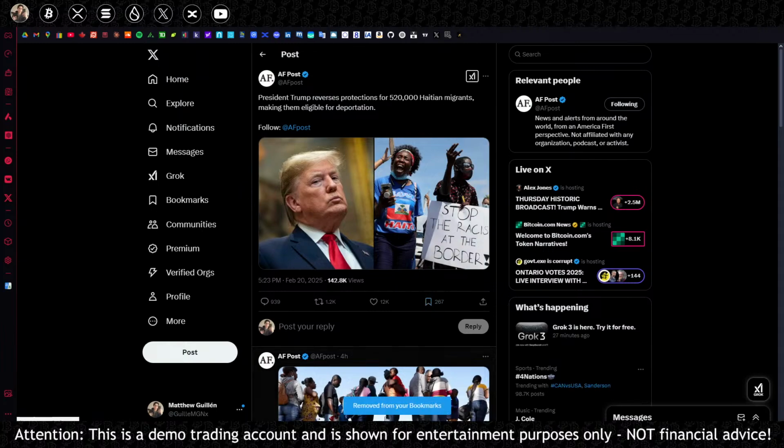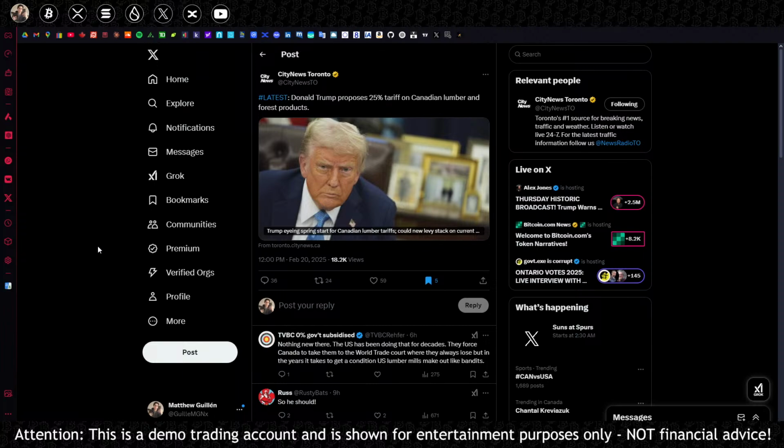Trump reverses protections for 520,000 Haitian migrants, making them eligible for deportation. If you don't know what this is about, I guess it comes from they're eating the dogs, they're eating the cats, they're eating the pets of the people in Springfield, Ohio. Apparently there's a lot of Haitian migrants in Ohio, and they're eligible for deportation now under this. Good for them. Trump proposes as well a 25% tariff on Canadian lumber and forest products.